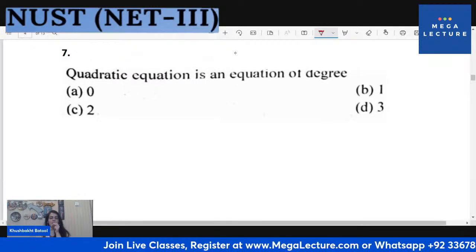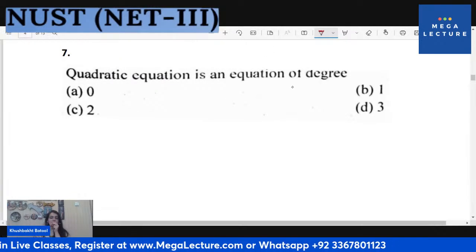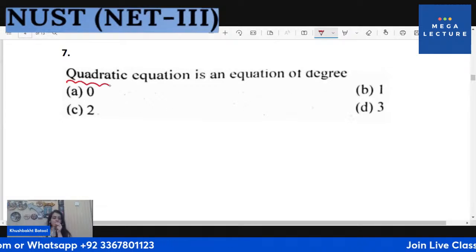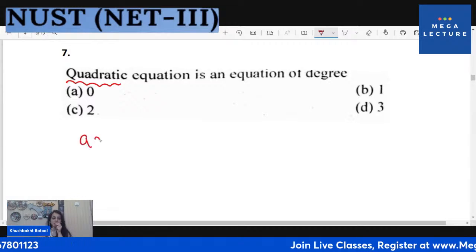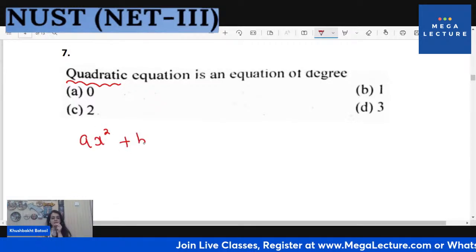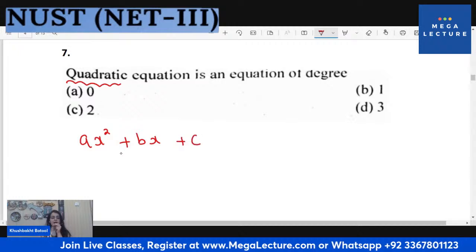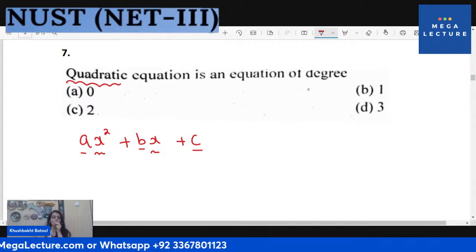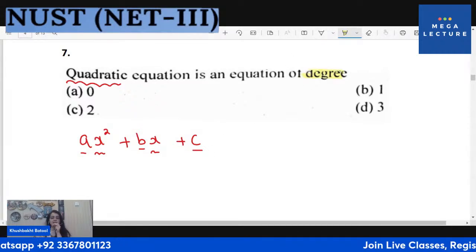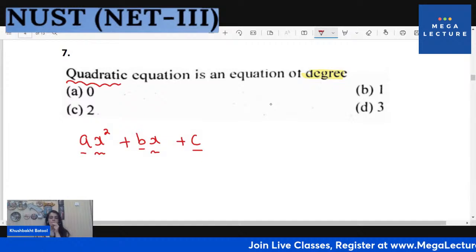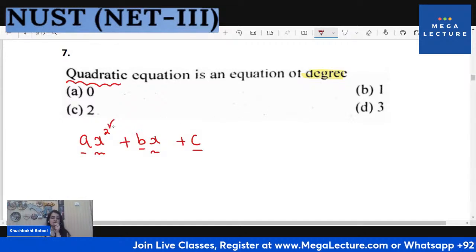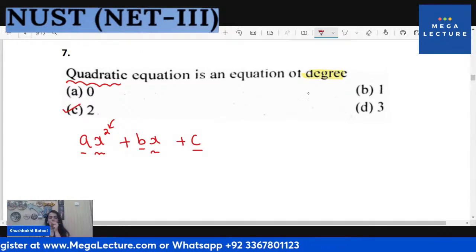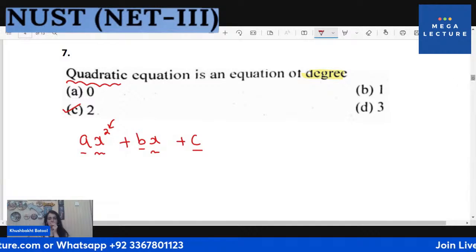Okay. Now it says quadratic equation is an equation of degree. Now again the question is about degree, and if I talk about the general form of a quadratic equation, it is ax squared plus bx plus c. Now obviously this x, these are the variables. A, b, c, there are some constants. When we talk about the degree, we are basically talking about the highest power of the variable, that in this case is 2. So the answer is going to be C for this question. All right, okay, let's talk about the next one.